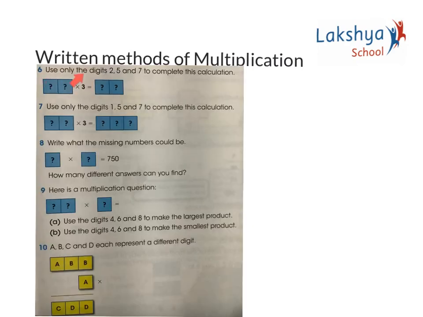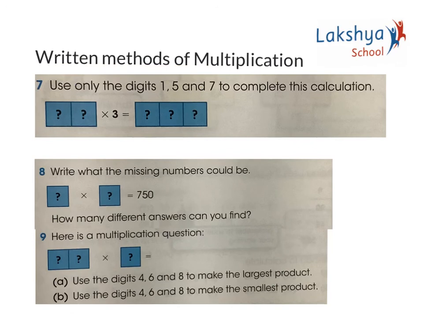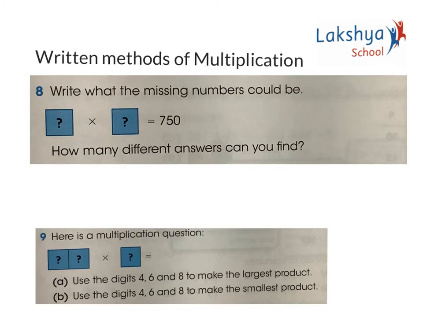Question 6. Use only the digits 2, 5 and 7 to complete the calculation. Do remember to use only these digits given. Similarly, we need to use the digits 1, 5, 7 and complete the calculation. Let me work out this for you. I can choose my numbers, say 5 and 7. So, 57 multiplied by 3 gives me 171.